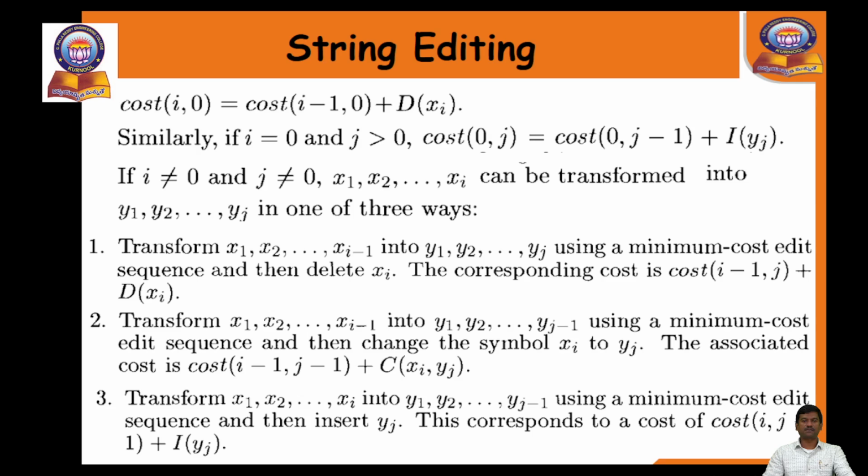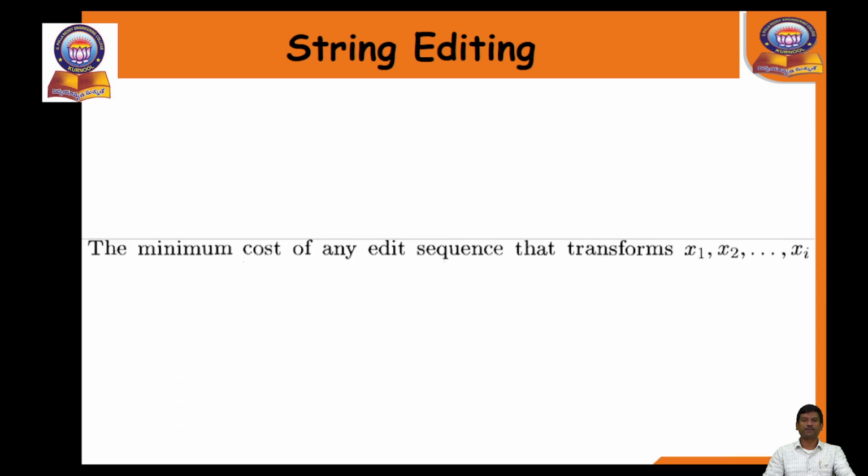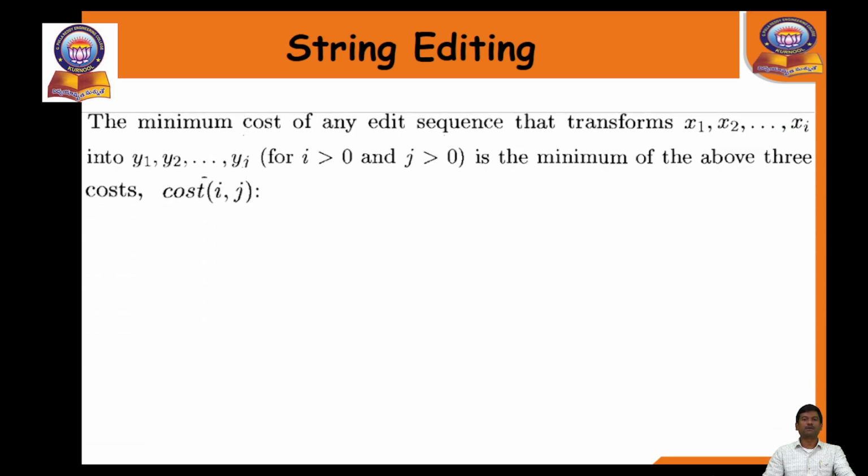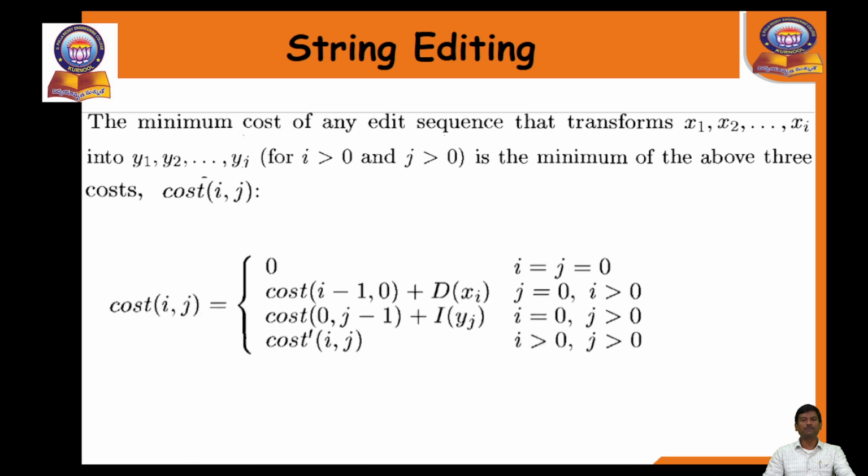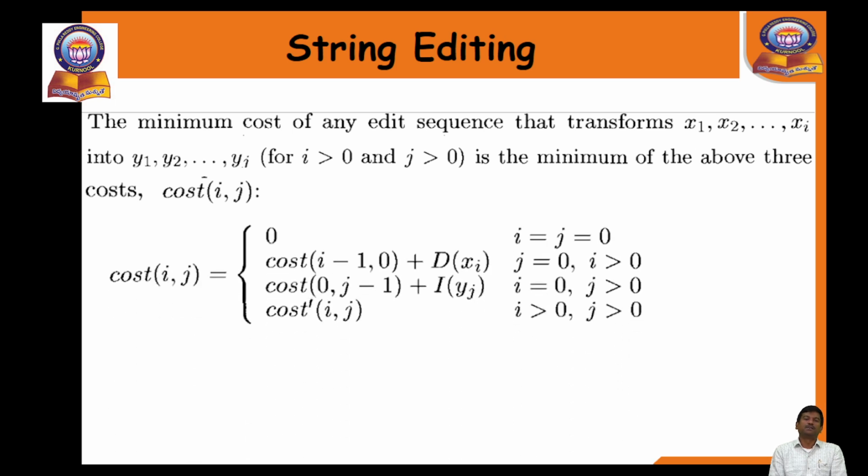And the other way is transform x1, x2, xi into y1, y2, yj minus 1 using the minimum cost edit sequence and then insert yj. This corresponds to the cost, that is cost of i comma j minus 1 plus I of yj. This will be provided with an example. So the minimum cost of any edit sequence that transforms x will be the minimum of the above 3 statements. That is, cost of i comma j equal to 0 when i is equal to j, that is i equal to j equal to 0.